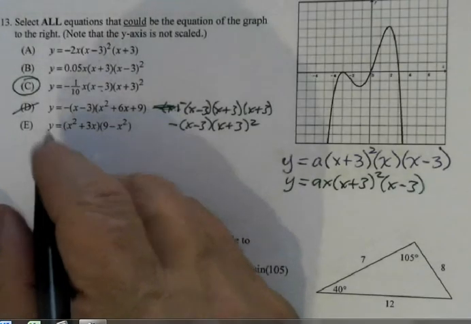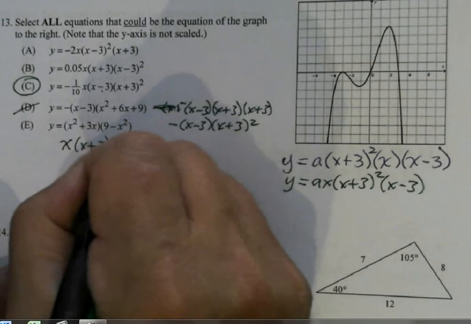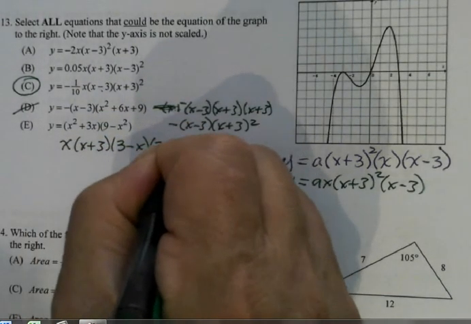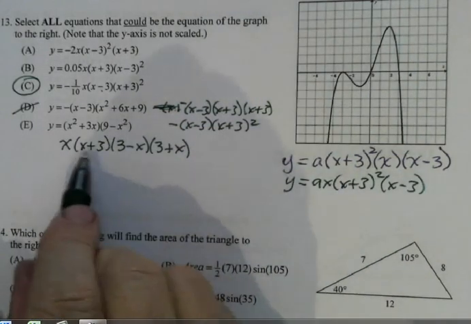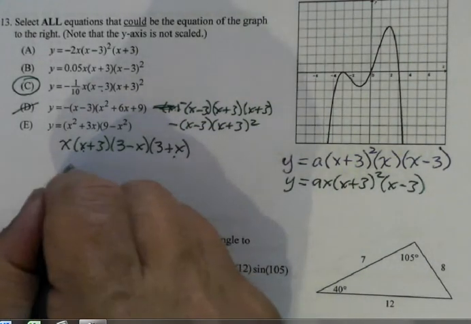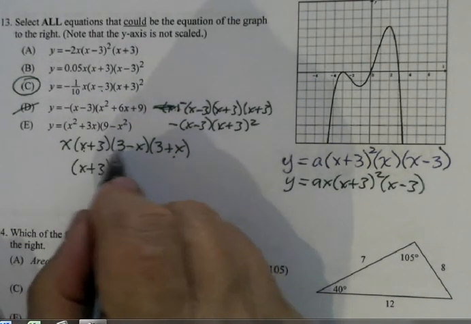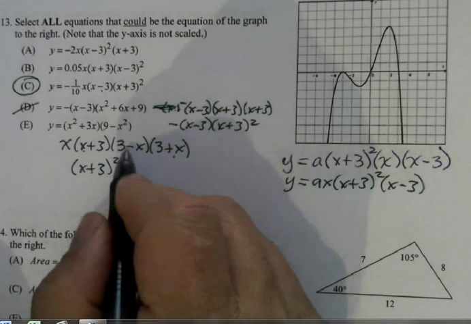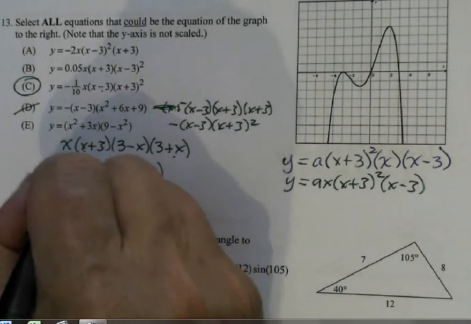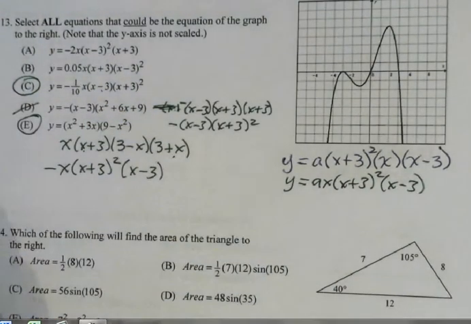Okay, this one's a little bit trickier. I can factor out an x. This one factors to 3 minus x times 3 plus x. Well, x plus 3 and x plus 3 are the same, so I can rewrite that as x plus 3 squared. 3 minus x is the same thing as negative 1 times x minus 3. And that's the tricky part. That does fit my criteria. So it ends up being E.